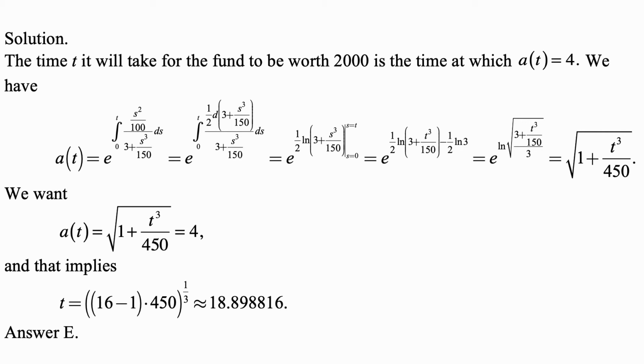Well, then we solve this as an equation in terms of t. When you square both sides, it will be 16 is equal to 1 plus t cubed over 450, and 16 minus 1 is equal to t cubed over 450, so that t is equal to 16 minus 1 times 450, to the 1/3. That's approximately 18.898816, which is answer E.